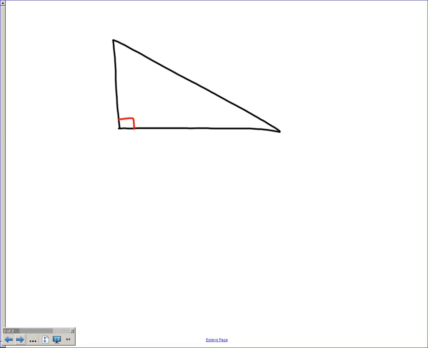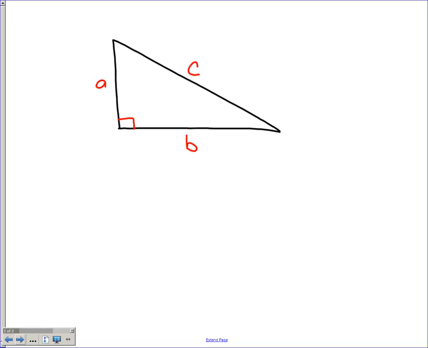And the side lengths we'll use with lowercase letters, where the legs are A, B, and the hypotenuse is side C. The hypotenuse is only for a right triangle. It's the biggest side of a right triangle. And it's always opposite this 90-degree angle.